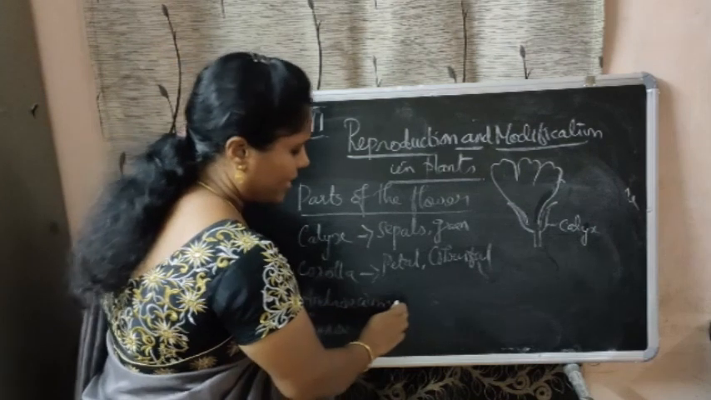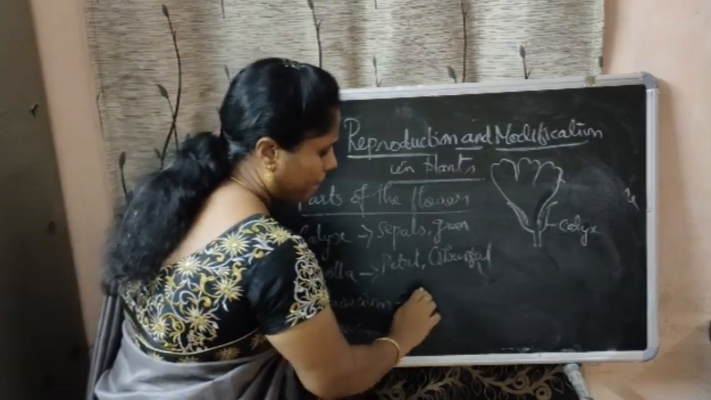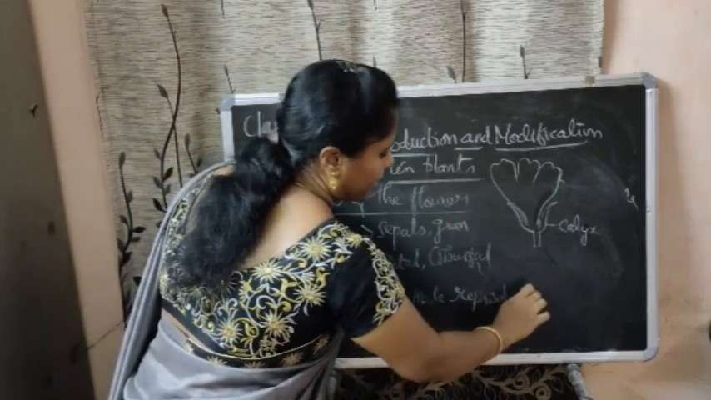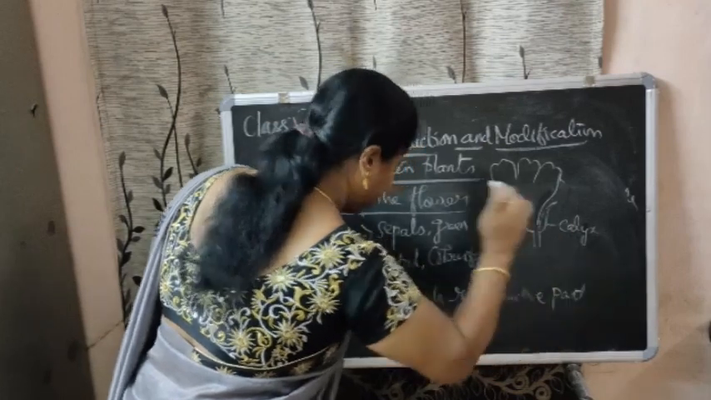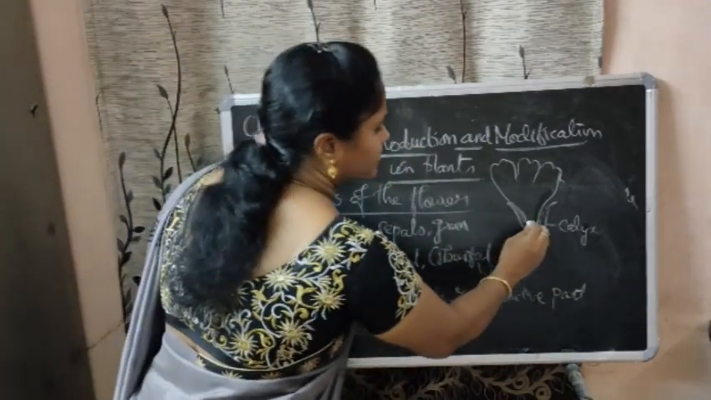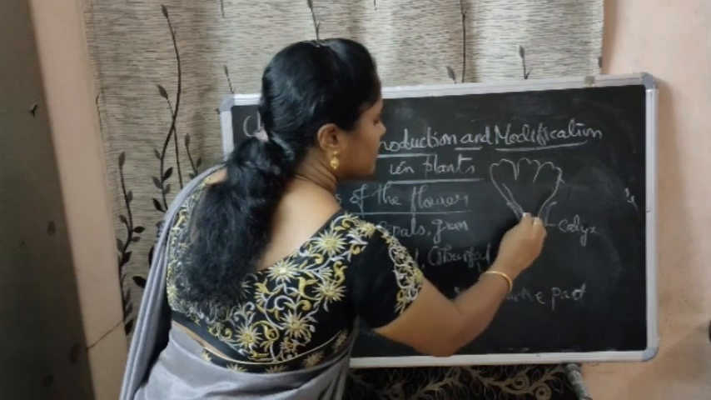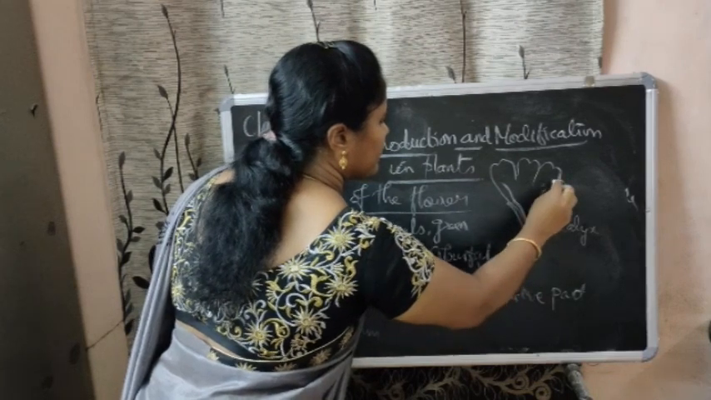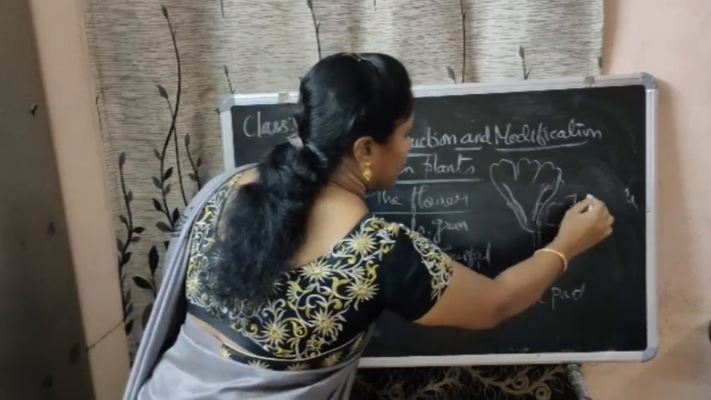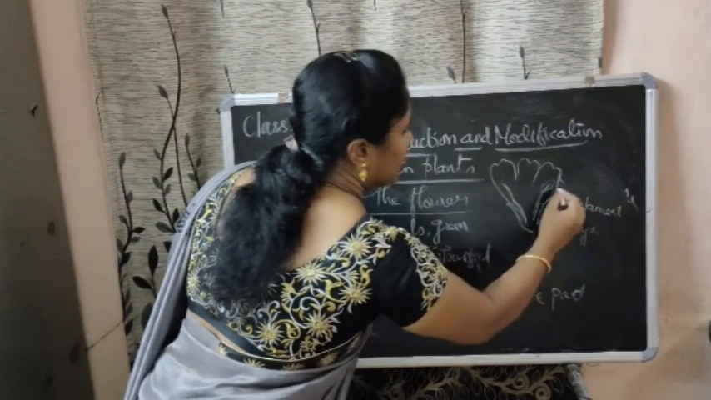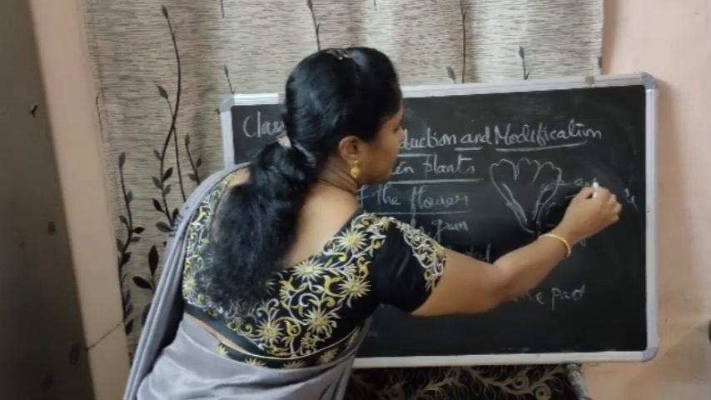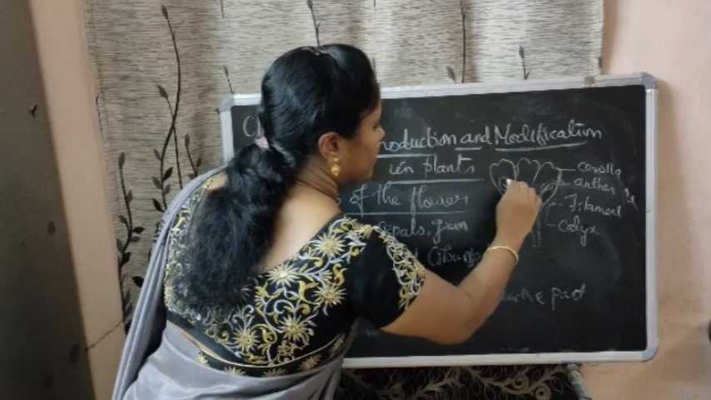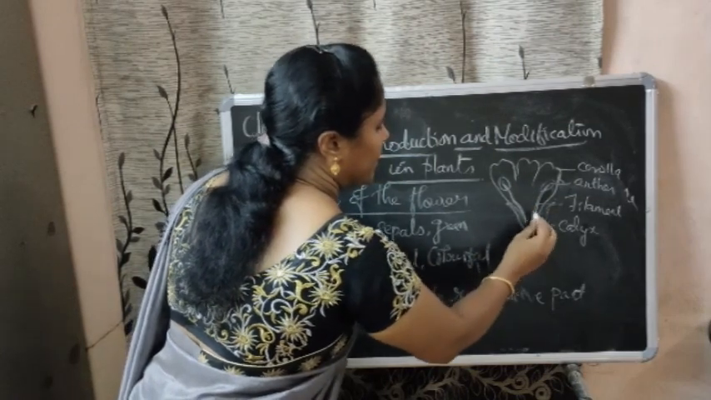The third one is the androecium. Androecium is the male reproductive part of the flower, and this contains a long, slender filament and a lobed structure, which is called the anther. So here you have the filament and the anther.